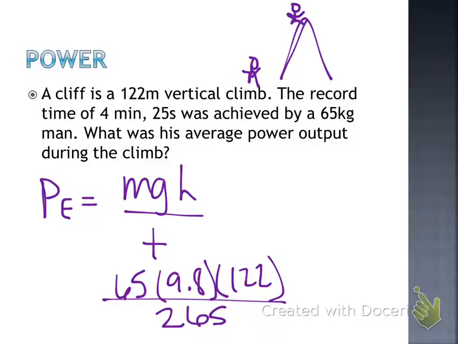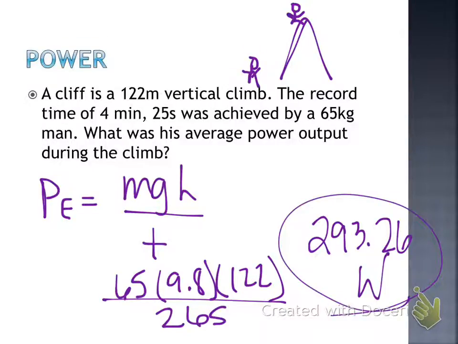Okay, and so what do we get for our power output here? 293.26 watts. Okay, so did this guy have a greater power output or lesser power output than the one that sprinted up the stairs? Much less, right? Even though he climbed a much farther distance, it took him a much longer time. So it's all about the rate at which that was done.